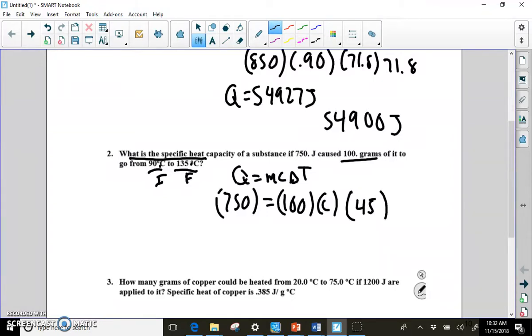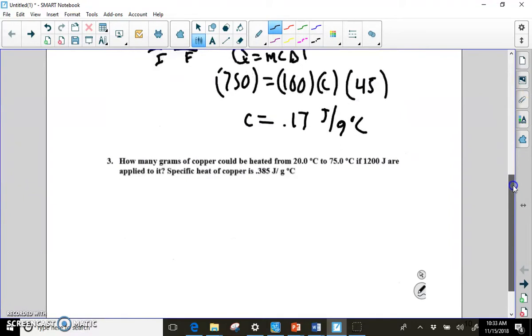Now, this is algebra, right? So you guys can do this algebra. You're going to multiply this by this, and then I did it in my calculator, and you're going to get C equals whatever's here divided by here, and you're going to get 0.17, and the units are joules per gram per degree Celsius.